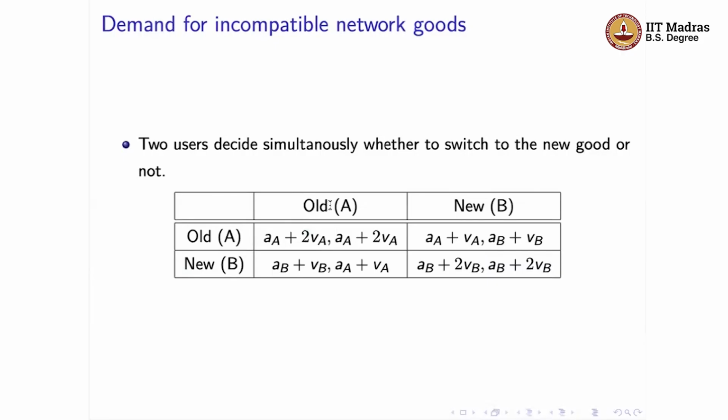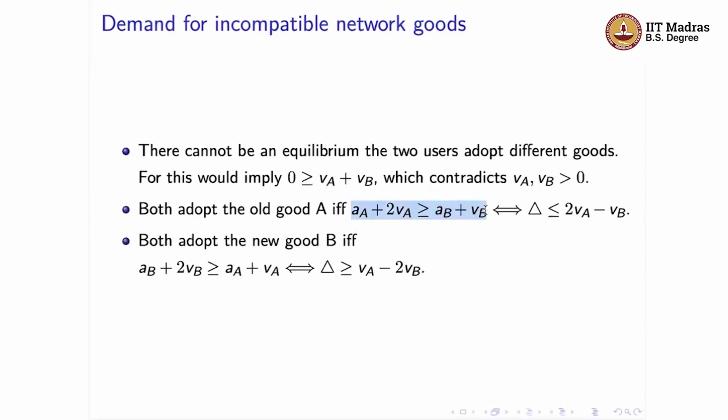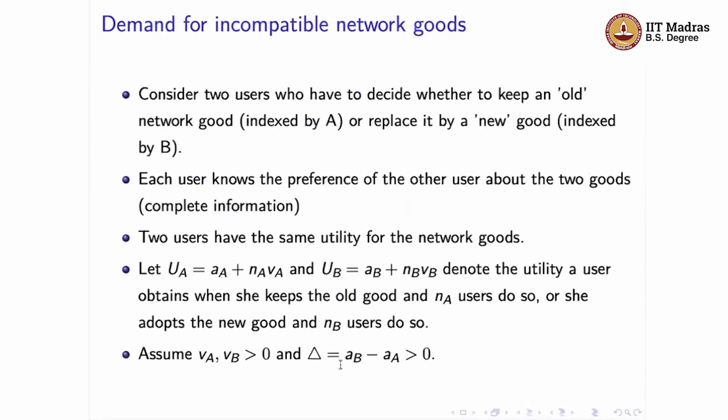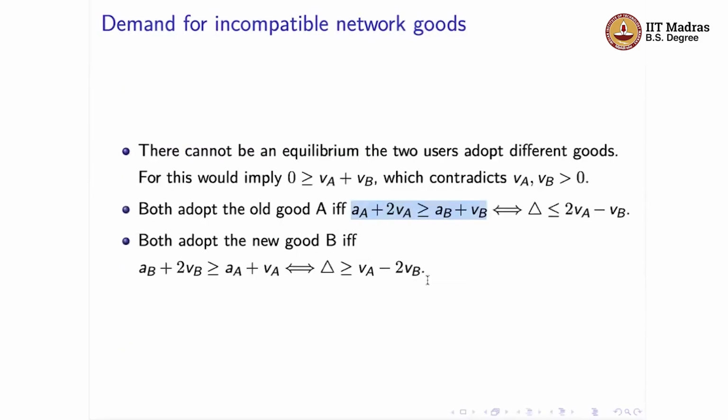In order for this to be an equilibrium, let's see what we require. We require, again, that AA plus 2VA be greater than or equal to AB plus VB, right? So we can write this here. This is what we require. Now if we rearrange this, this would imply that delta is less than or equal to 2VA minus VB. Remember that delta is AB minus AA, so here I'm just taking this AA to the right hand side.